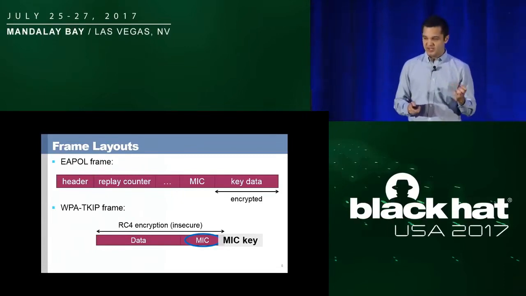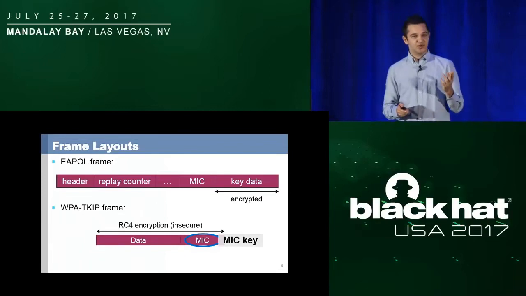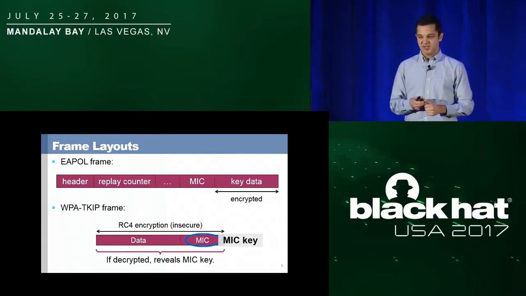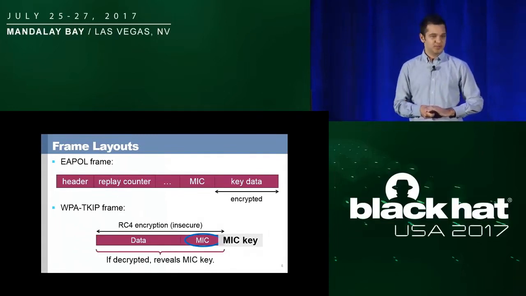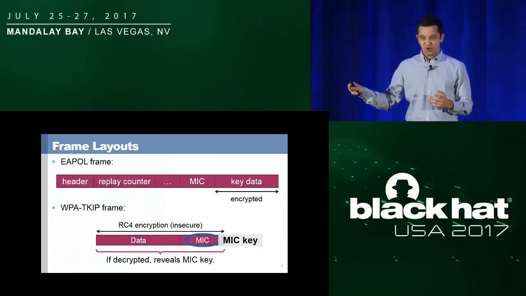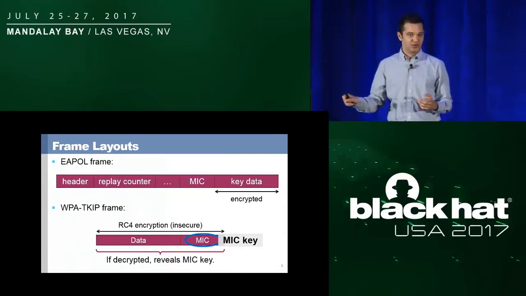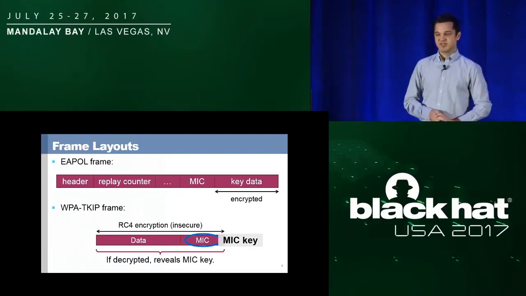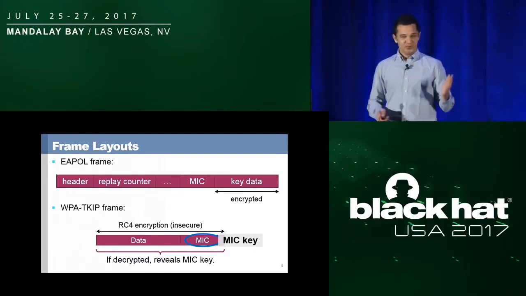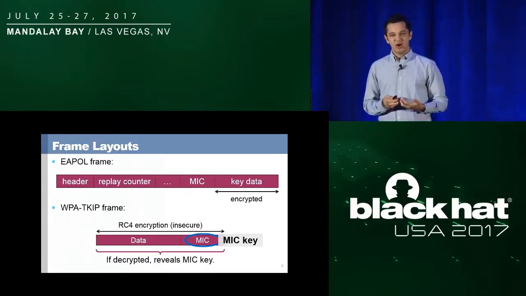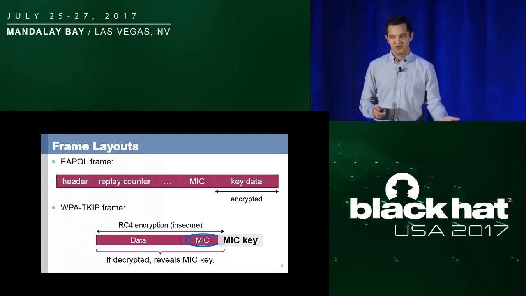But the problem here is that if an attacker is able to gain access to the data and MIC field in a decrypted form, so if he can somehow undo the RC4 encryption, then if an attacker simply has access to this data field and the MIC field, he can derive the MIC key. And normally that is not possible in a cryptographic protocol. We're going to come back to this issue later during the presentation. For now, we have covered the background, and we can finally start explaining how our testing methodology actually works.